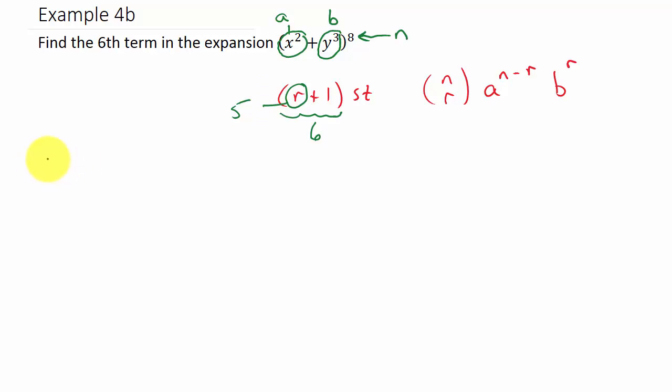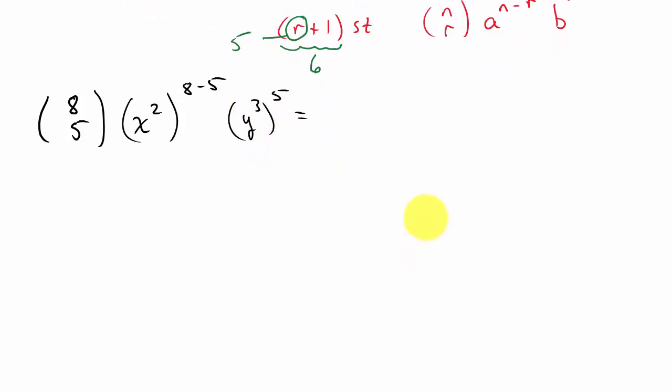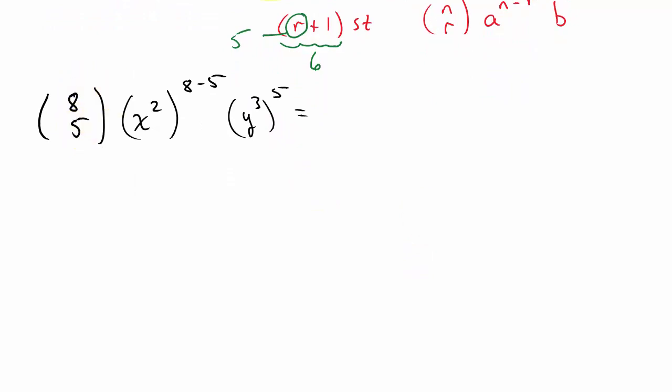So the sixth term would be combination, well, n is 8, choose r, which is 5, times a, which is x squared, raised to the n minus r, so 8 minus 5, and then b to the r. So b is y cubed, so y cubed to the fifth. So what we need to do is calculate combination 8 choose 5. We'll come down here and do that.